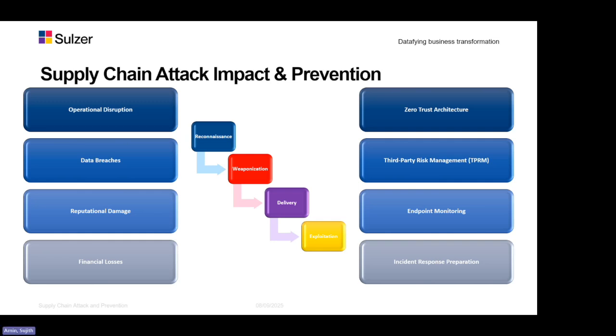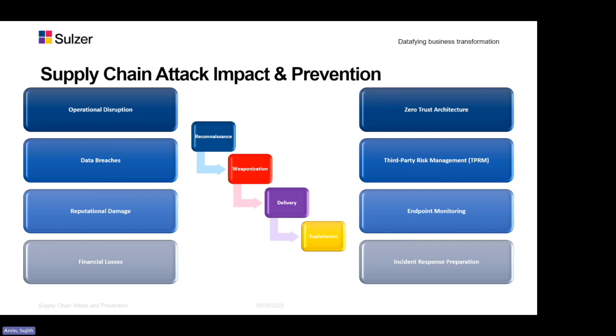The second step is weaponization. Weaponization is also called initial compromise. In this step, the attacker infiltrates the systems or infrastructure of the identified third-party vendors or suppliers. The third step is delivery. Delivery is also called propagation to the primary target. Once the vendor or supplier is compromised, the attacker uses it as a delivery mechanism to infiltrate the primary target or its downstream partners.